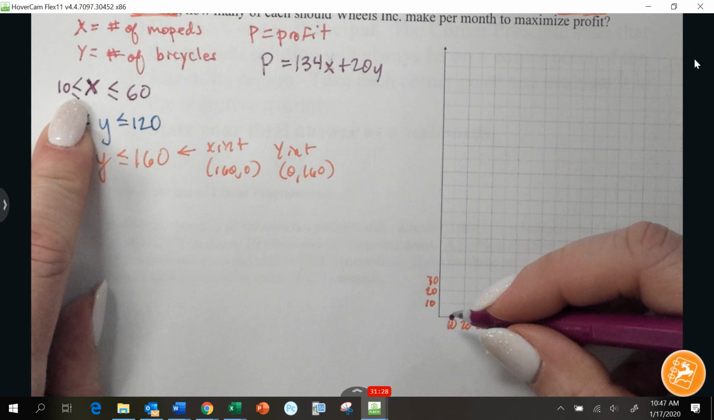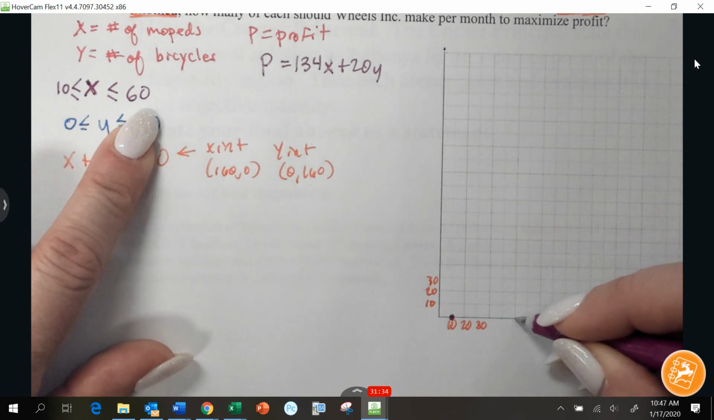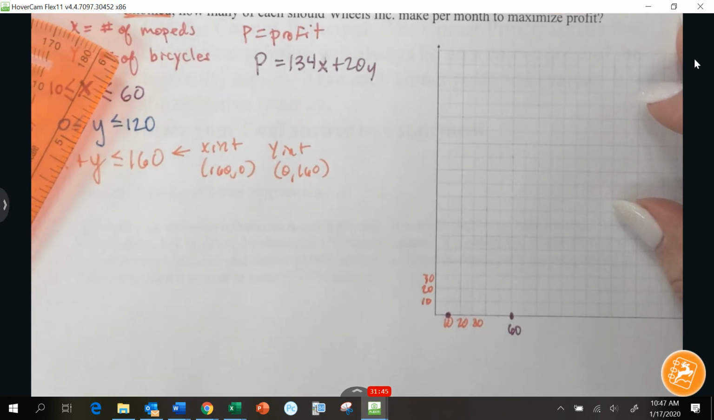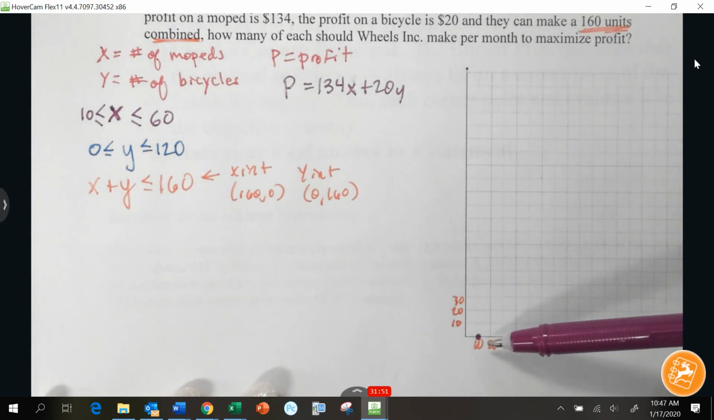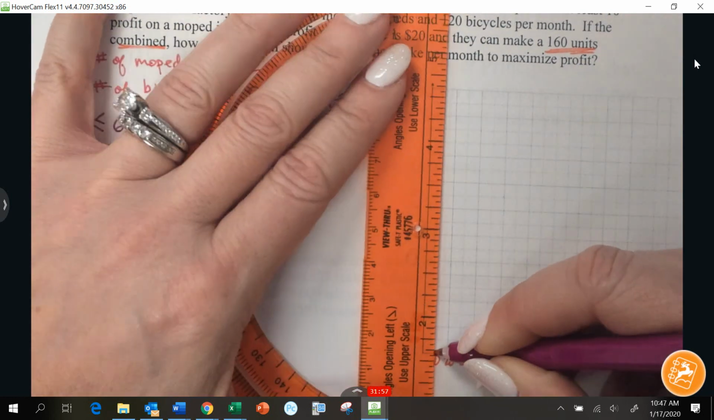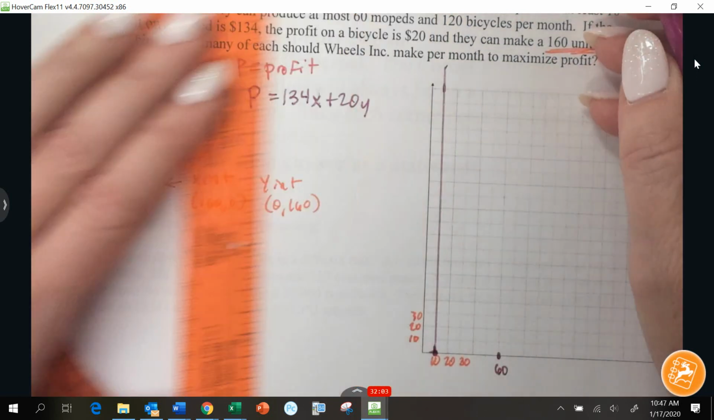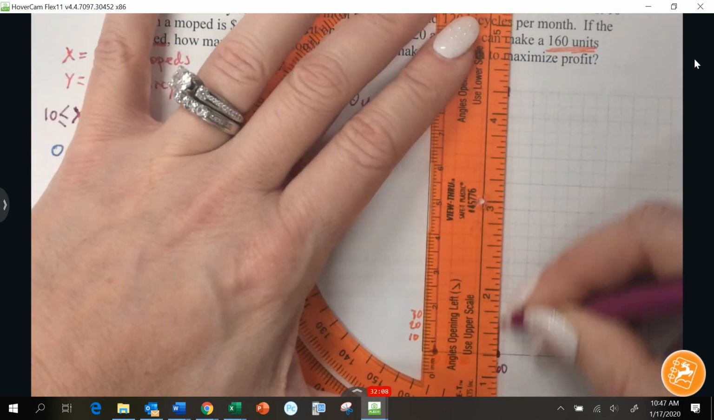What kind of lines will I have for x is greater than or equal to 10 or x is less than or equal to 60? What kind of lines are those? Who knows? Yell it out. We have like 8 minutes. If I have x is greater than or equal to 10, what kind of line am I drawing? That's a vertical line, right? Okay? And same thing with 60. If it's x, vertical line.